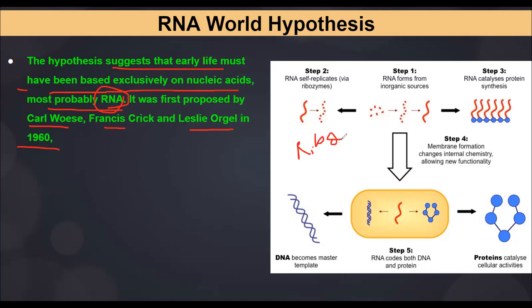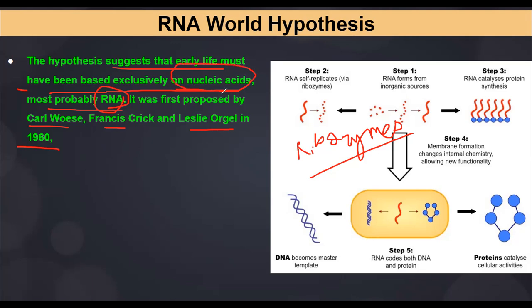Okay, ribozymes. Enzymes made out of RNA. Okay, so for further discovery took place, and then this RNA world hypothesis was put forth by this group of scientists. What is their belief? The hypothesis says that early life on Earth must have been based exclusively on a nucleic acid.